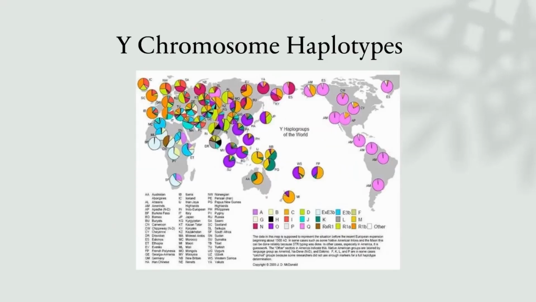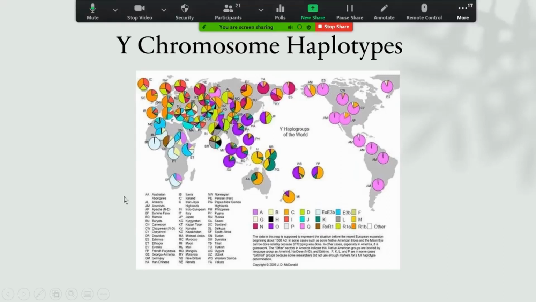Here is Y chromosome haplotype. This is a little more clear to see that the originating source is the Middle East. All of these down here are different haplotypes, or gene sequences, in the Y chromosome.